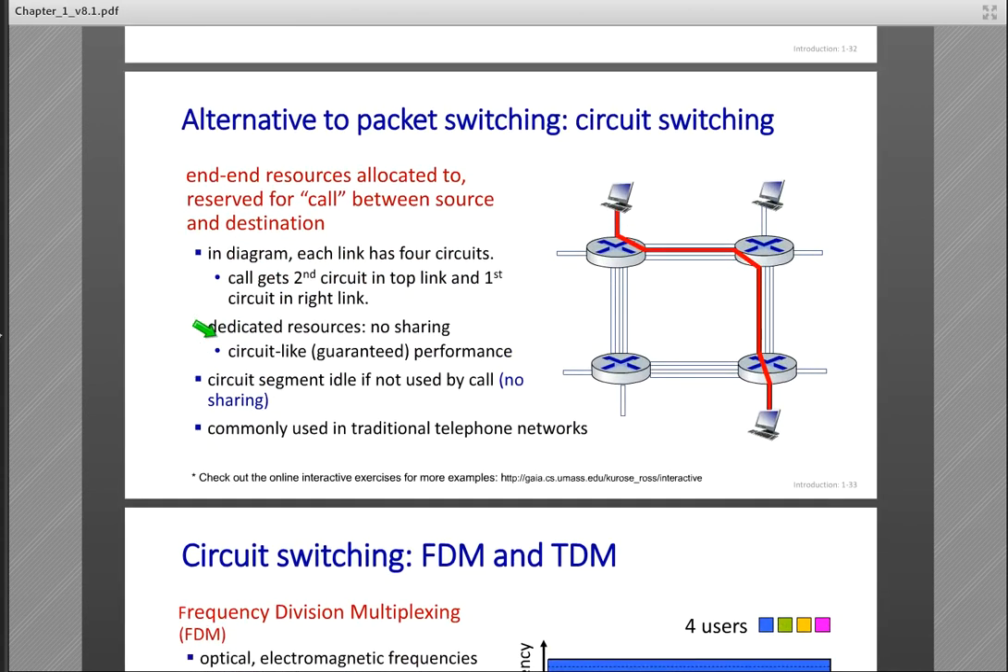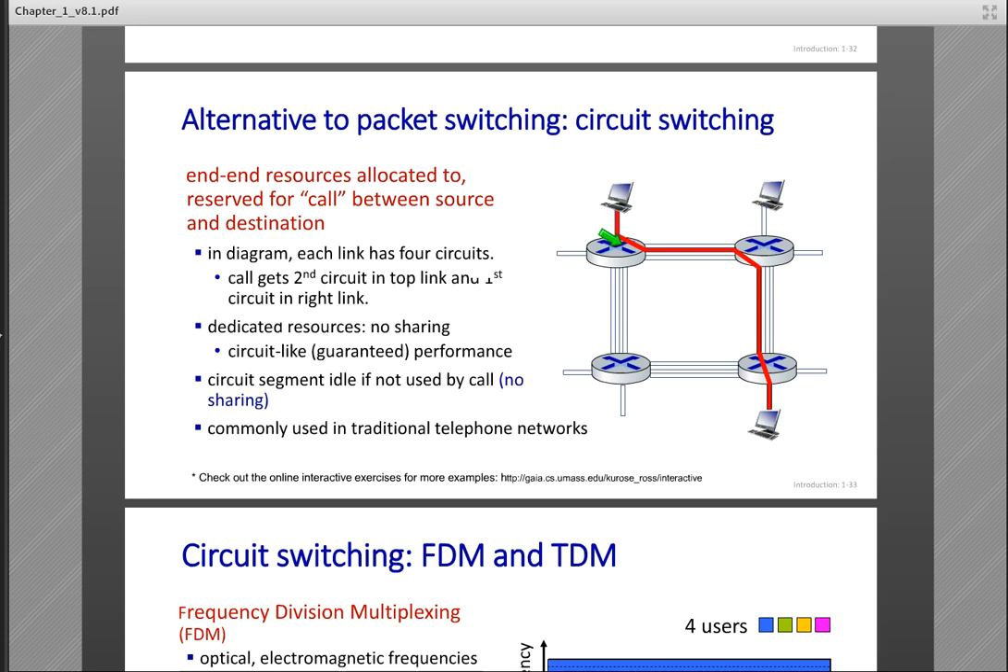Okay, this is the last slide. The alternative to packet switching is circuit switching. In packet switching, I am sending packets one by one. Each packet is routed and forwarded one by one toward the destination. But in circuit switching, firstly, we have to set up a circuit, a tunnel between the source and destination. We call this the setup step. This circuit is dedicated.